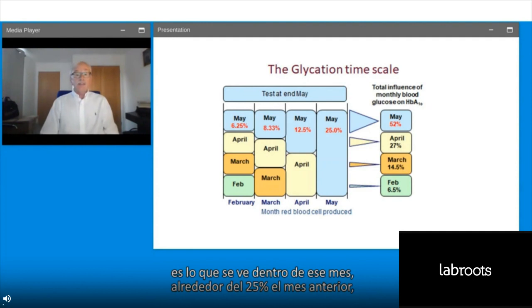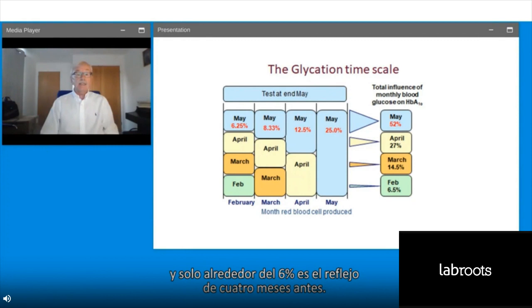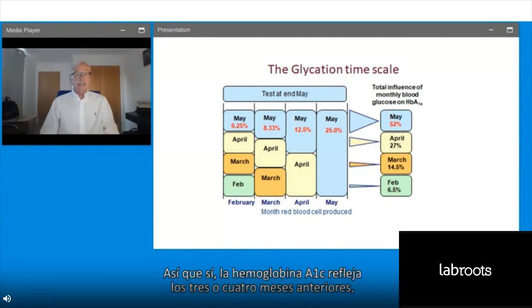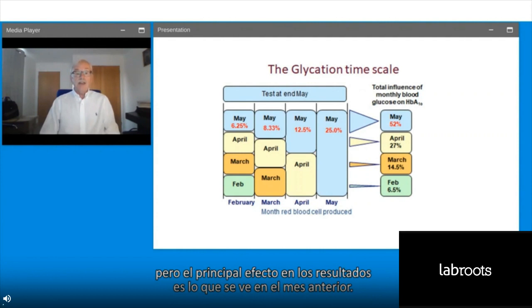About 25% reflects the previous month, and only about 6% is reflected 4 months previous. So yes, hemoglobin A1c does reflect the previous 3 to 4 months, but the major effect on the result is what you see in the previous 1 month.